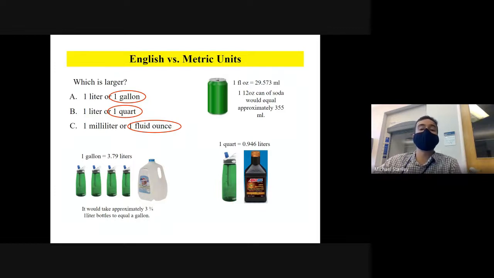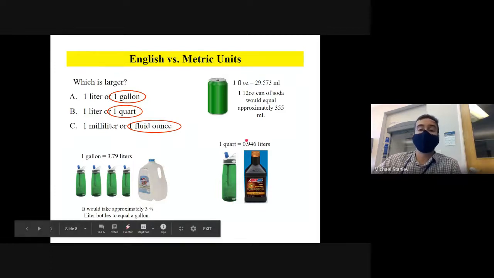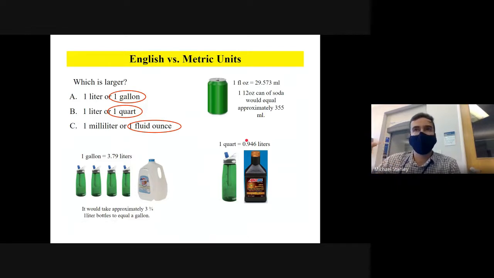So in American units and English units, we'd use things like gallons, ounces, quarts. In metric units, we have things like liters and milliliters. So a liter is pretty small. It's about the size of a quart.